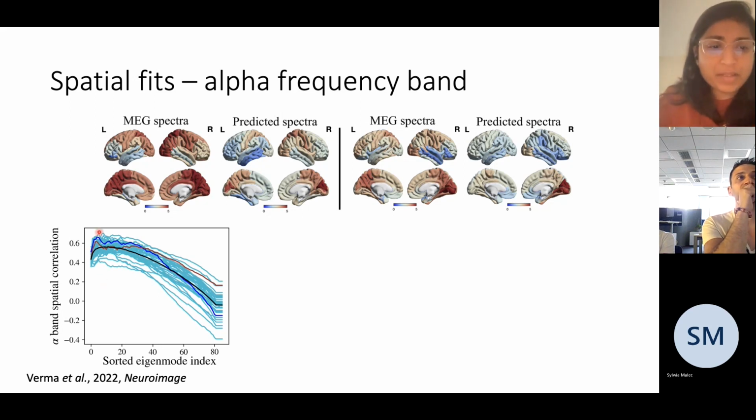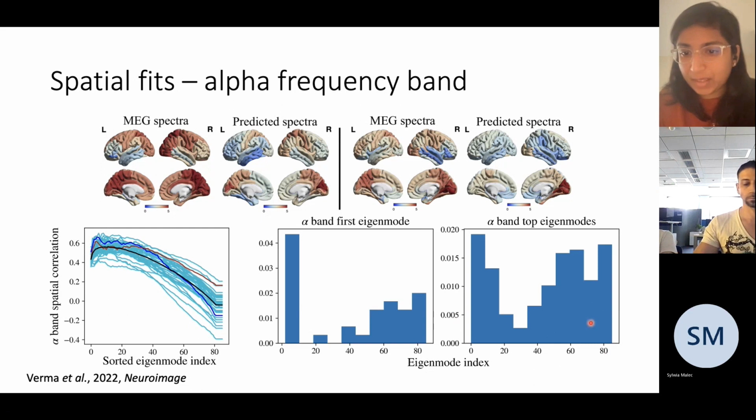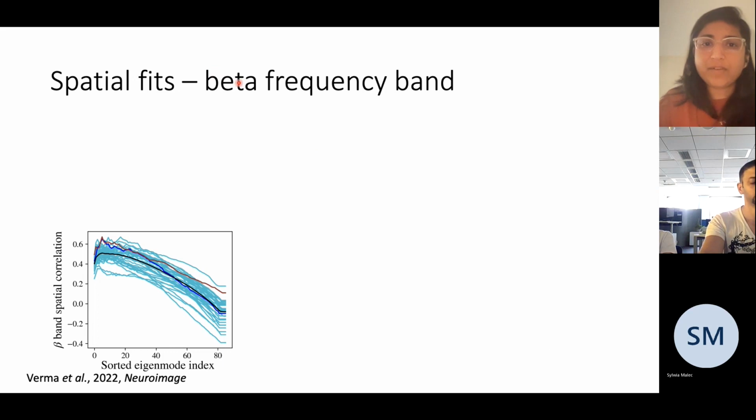Now, the interesting thing was that the eigenmodes that led to maximum spatial correlations were not the same for every subject. In fact, they were widely distributed, as you can see in this bar plot. We did a similar exercise for the beta frequency band, and we sorted the eigenmodes that we obtained from SGM and looked at which are the top eigenmodes that lead to maximum beta band spatial correlation.